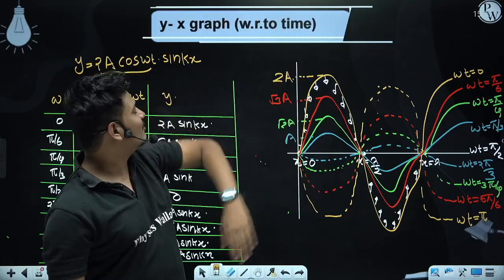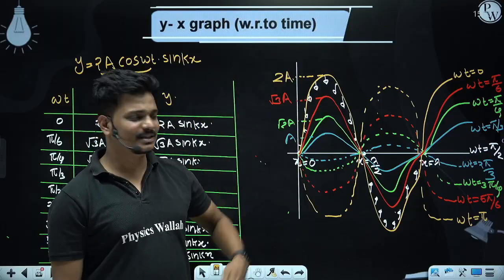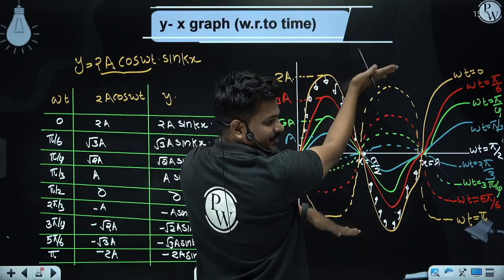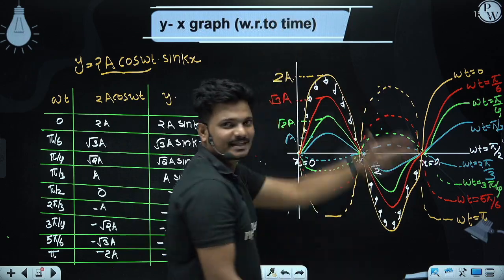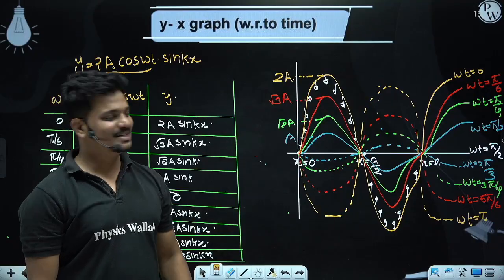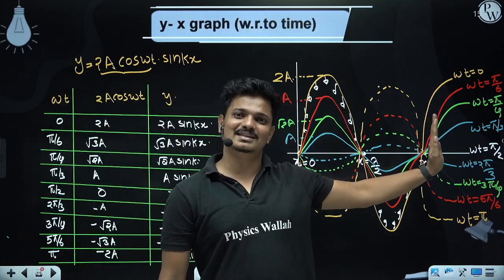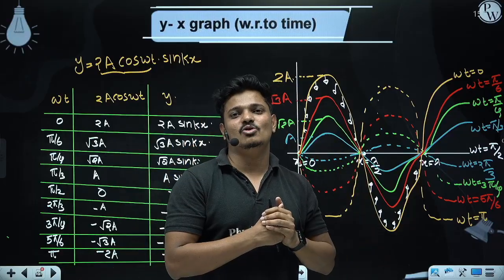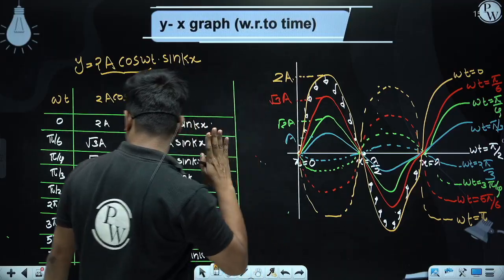So that is the y-x graph with respect to time. Very interesting. Energy is always confined in this region. No energy is moving forward like in a traveling wave. That's why this is a stationary wave. Okay, students, hope it is clear.